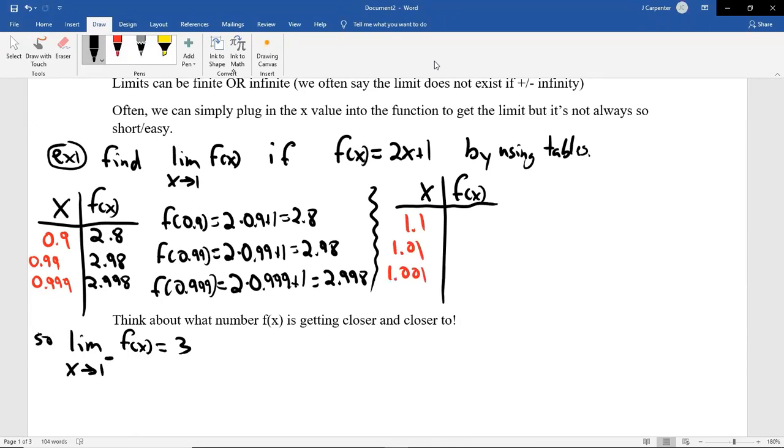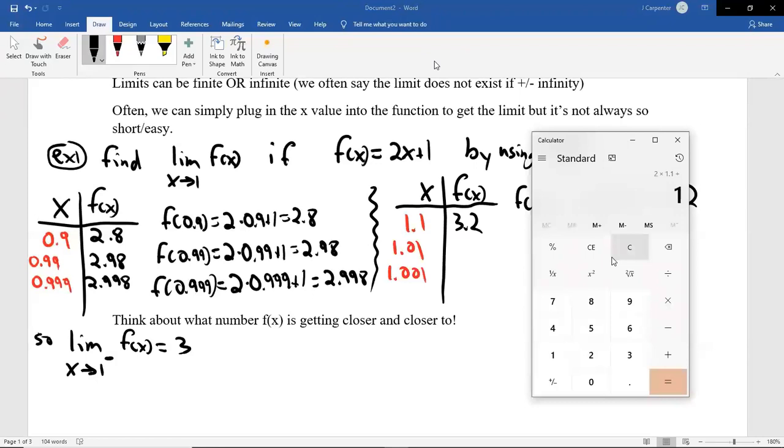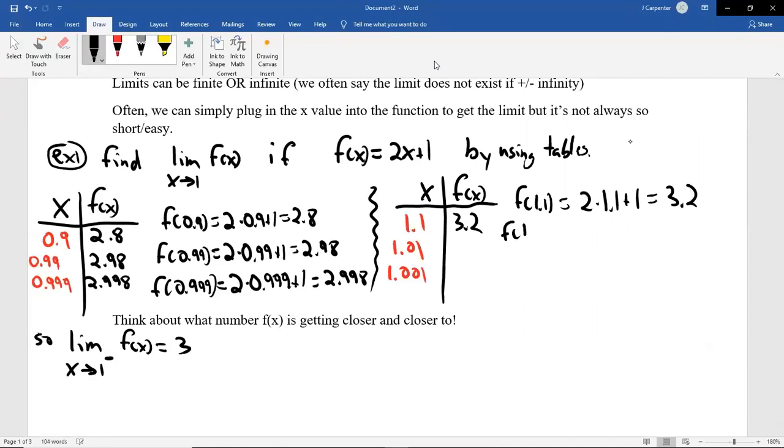So f of 1.1 would be 2 times 1.1 plus 1, which is 2.2 plus 1, which is 3.2. I don't even need the calculator for that. I didn't need the calculator for any of them. But if you don't trust me, 2 times 1.1 plus 1, 3.2. Then we can do f of 1.01, which is 2 times 1.01 plus 1. That's 2.02 plus 1, which is 3.02. Then we do f of 1.001. That's 2 times 1.001 plus 1, which is 2.002 plus 1, which is 3.002.